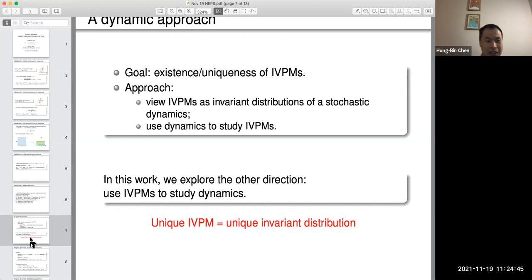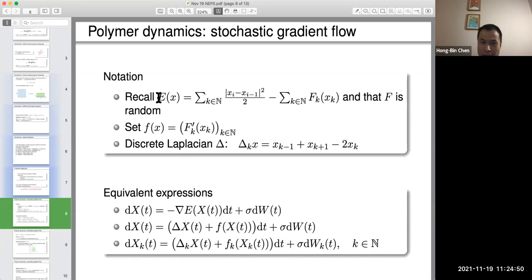Okay, so moving on to the dynamics part of the story. Recall the energy is given by quadratic interaction and the random potential. Here we also define the lowercase f to be the derivative of the potential at each time. We also use the notation for the discrete Laplacian. Then I give three equivalent expressions of the dynamics.